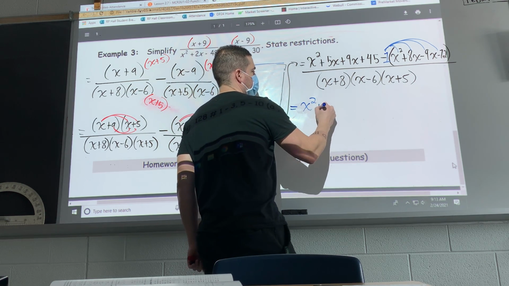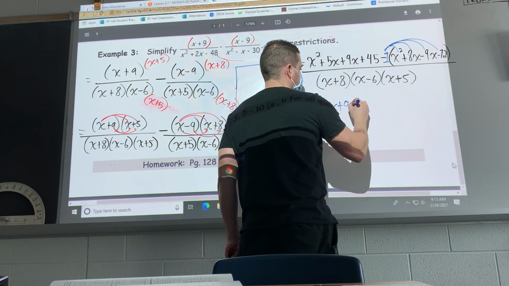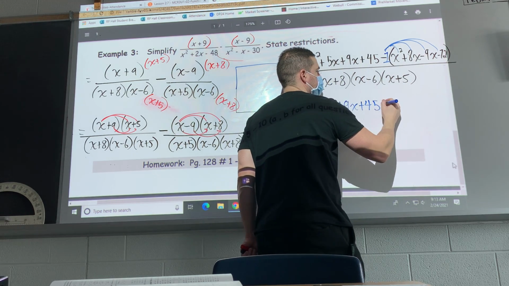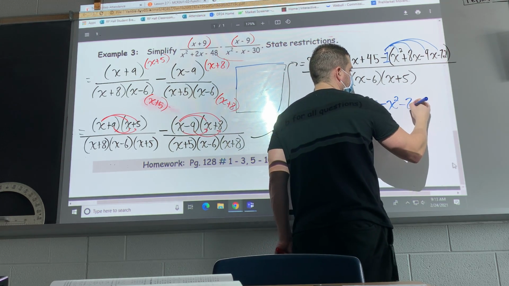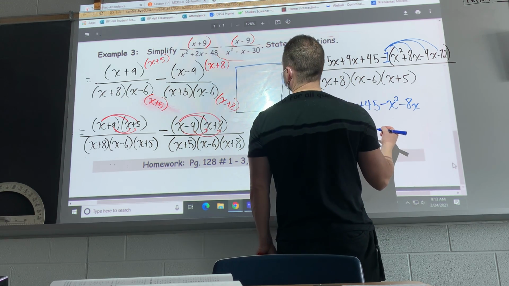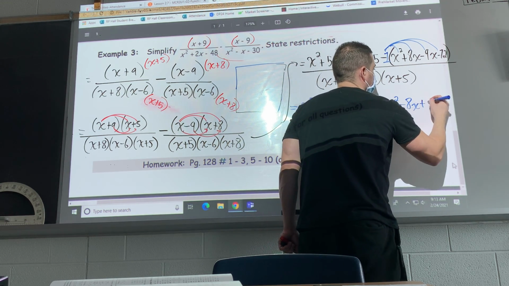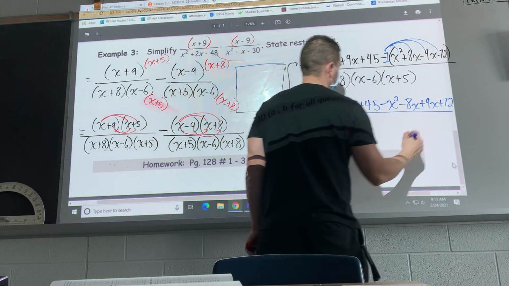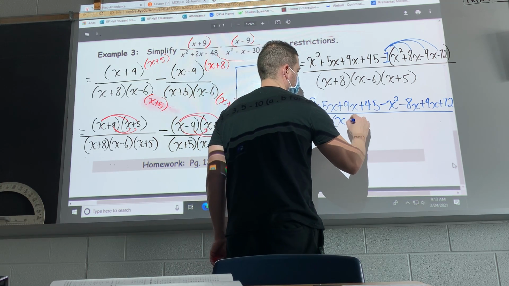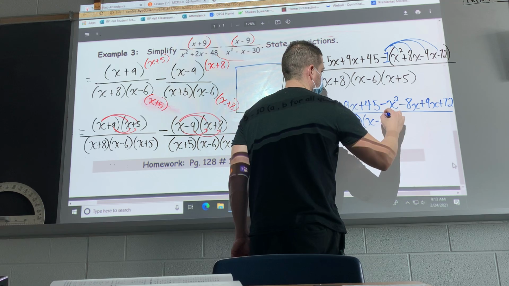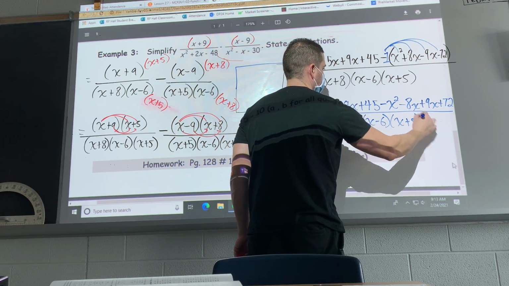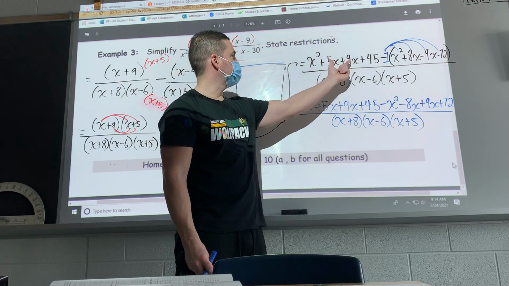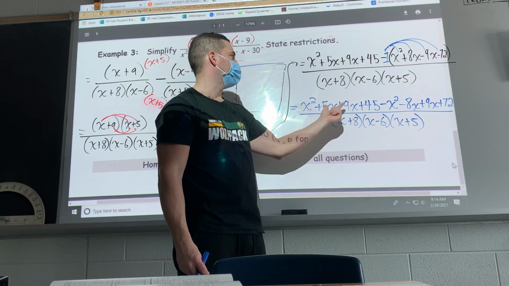So x squared plus 5x plus 9x plus 45. And now the -1 just changes all the signs. So -x squared minus 8x plus 9x plus 72. Okay, you could have simplified a little bit if you wanted to, like added the 5x and 9x at that step.